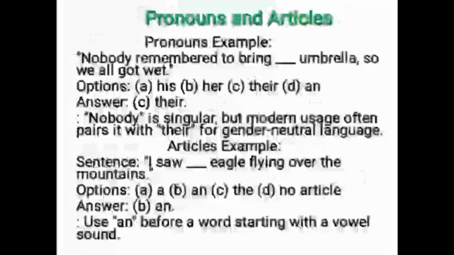Pronouns and articles. Pronouns. Nobody remembered to bring dash umbrella, so we all got wet. We have his, her, their, and. The answer here is their.